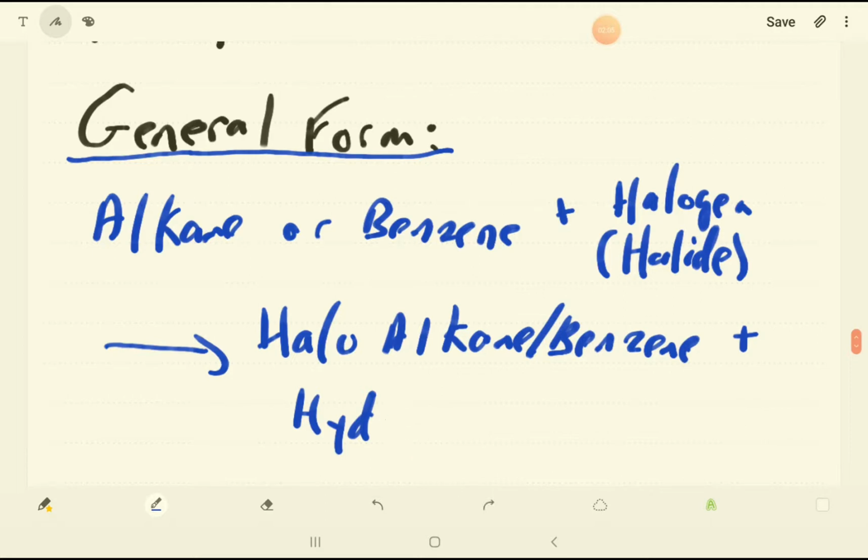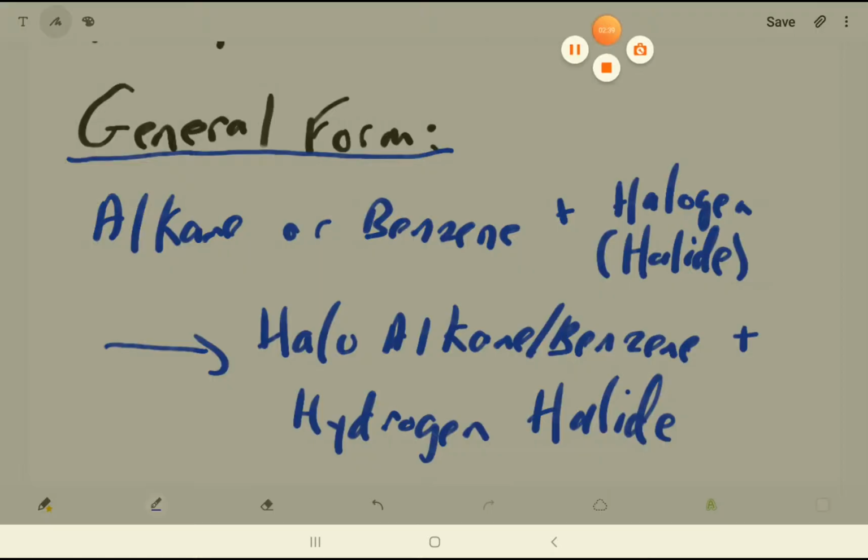Now, sometimes this reaction confuses people because they say, well, benzenes have double bonds, so aren't they alkenes? Remember that the double bond in the benzene keeps rotating in a circle, so it's not actually staying put, so it's not a real permanent double bond. So this is the general form for your substitution reactions. Alkane or a benzene plus a halogen gives you a haloalkane or benzene plus a hydrogen halide. Let's look at an example and see how this transpires.